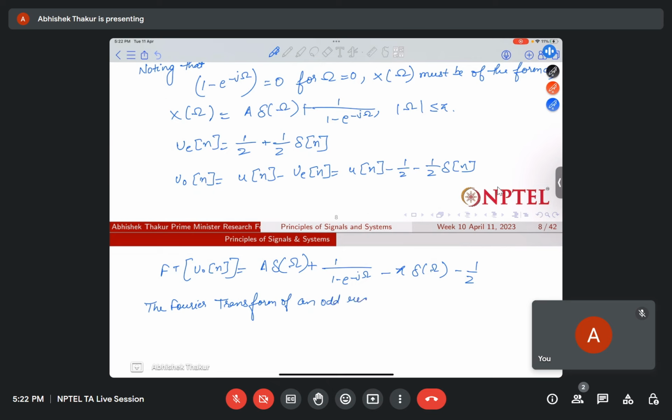An odd real sequence must be purely imaginary. Thus we must have A is equal to pi.